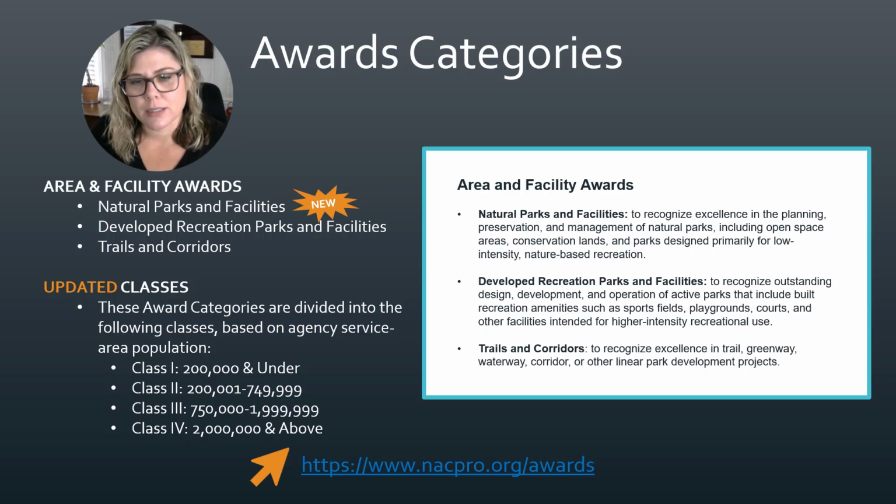We've updated the classes that each of these categories can be nominated for. The award categories are divided into the following classes based on agency service area population. First is our Class 1. This is for a population service area of 200,000 people and under. Class 2 covers 200,001 people up to 749,999 people. Class 3 is 750,000 up to 1,999,999 people. And Class 4 is 2 million people and above.